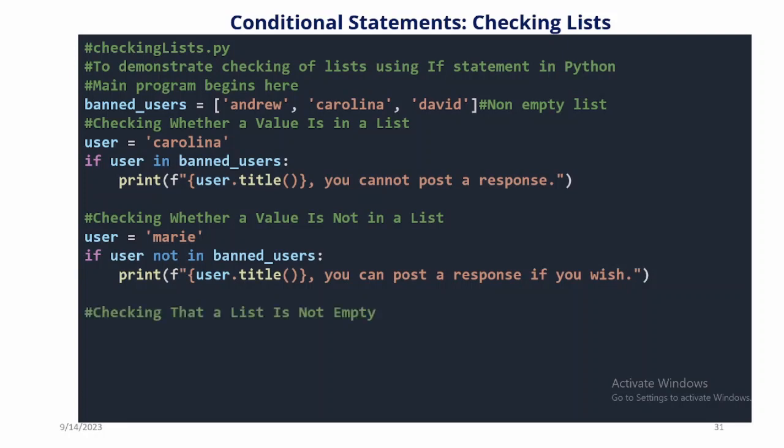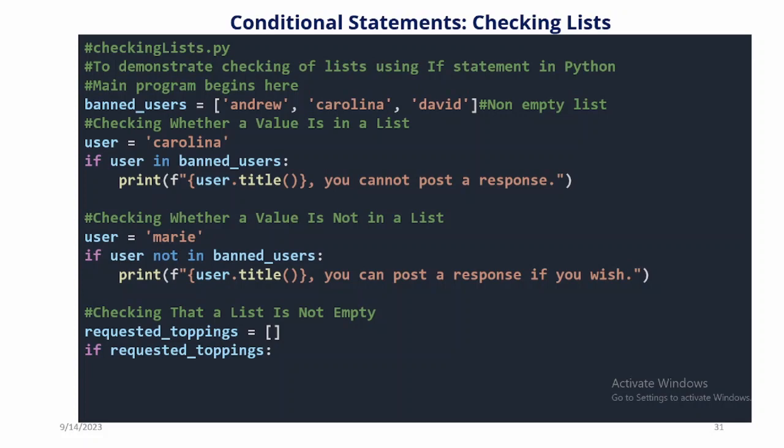We can also check whether a list is not empty. So let's create an empty list. For instance, requested toppings is an empty list. If requested toppings, you check if a list is empty or not by just using an if statement. If requested toppings is going to return false. Why? Because the list is empty. If there was something in the list, if you say if requested toppings, it is going to return true.